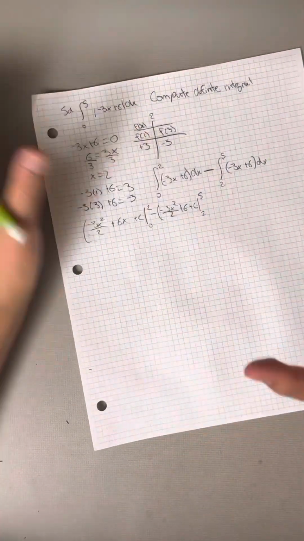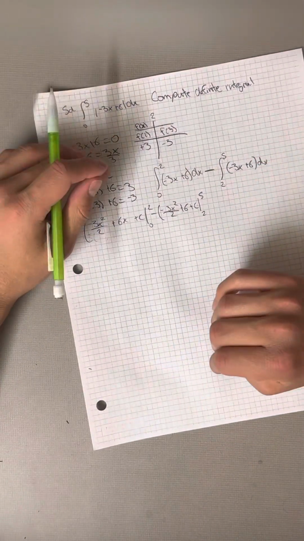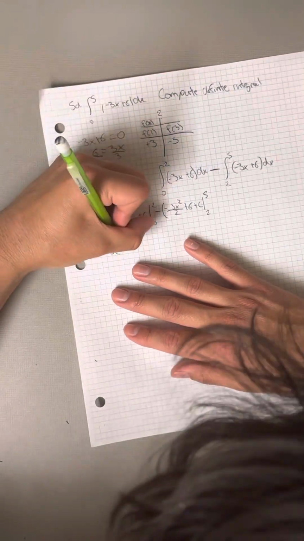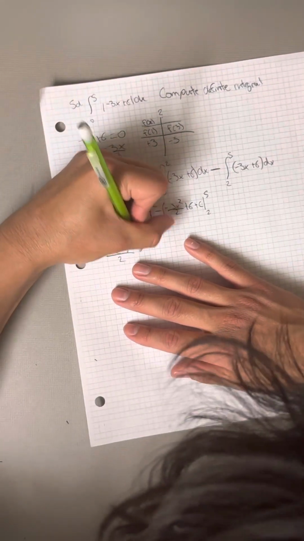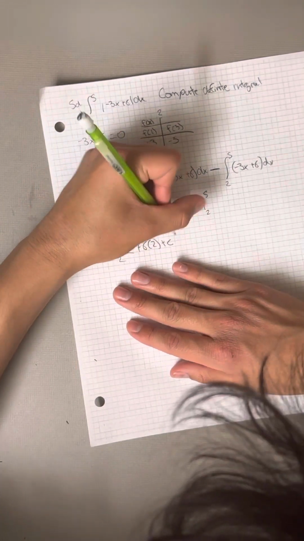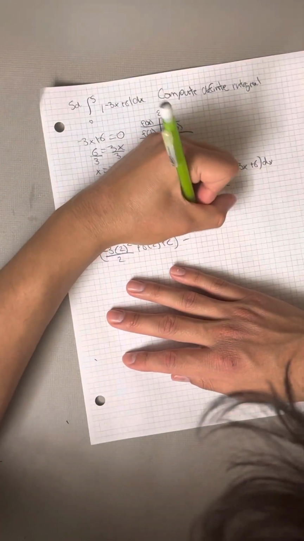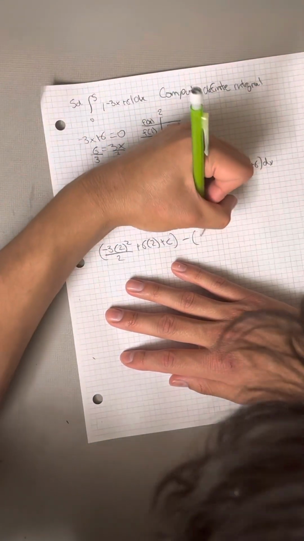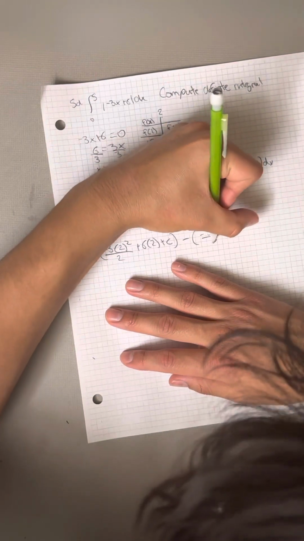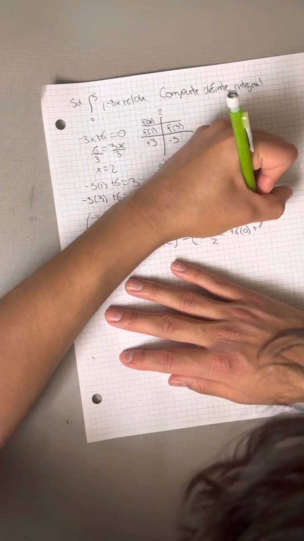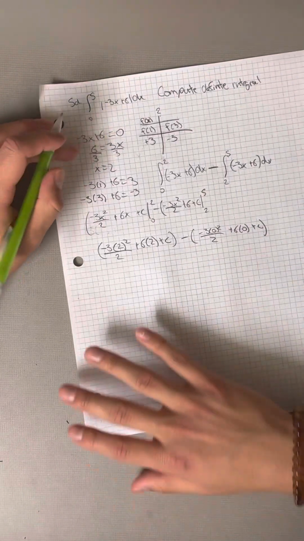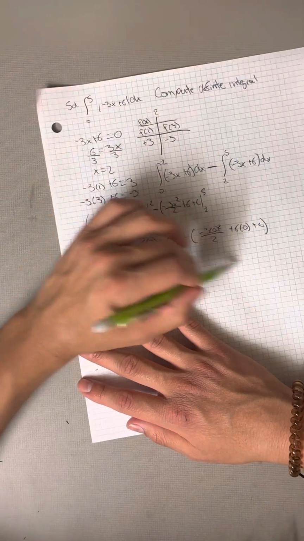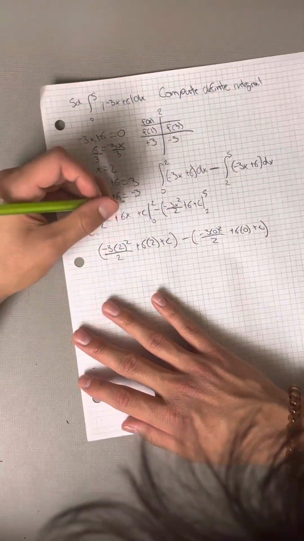So now it's going to be a two-part FTC, fundamental theorem of calculus, obviously. So let's plug in our upper bound now. Negative 3 times 2 squared over 2 plus 6 times 2 plus c, minus our 0, that is negative 3 times 0 squared over 2 plus 6 times 0 plus c. You can probably tell this is all going to completely cancel out, even the c.